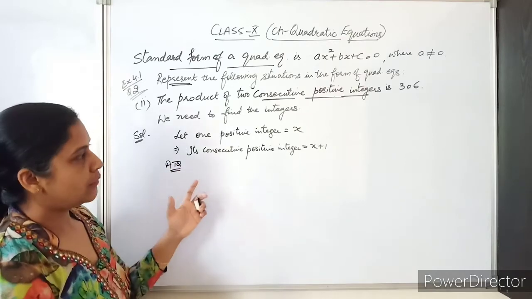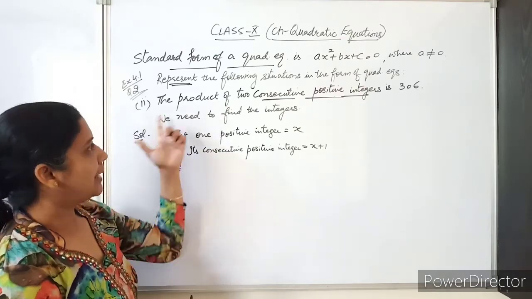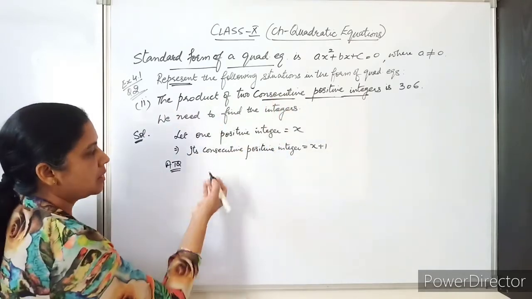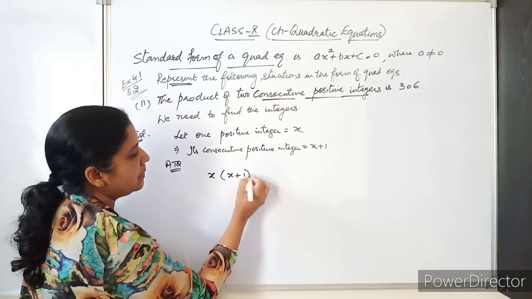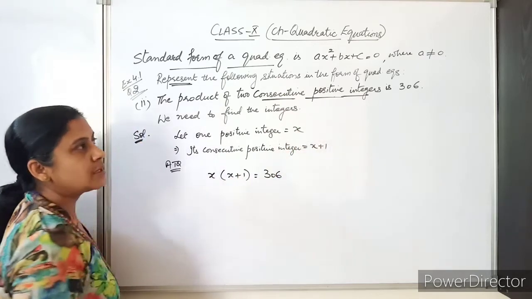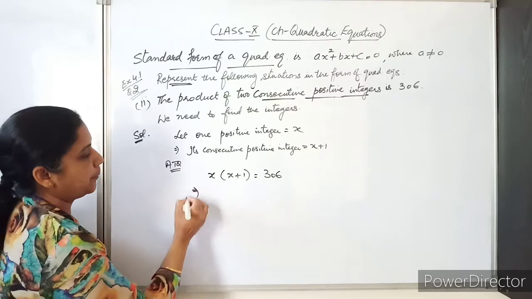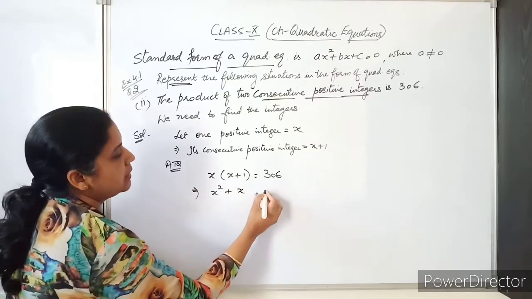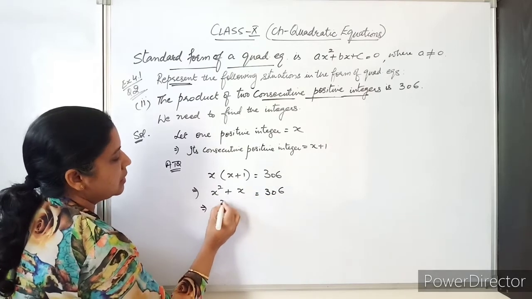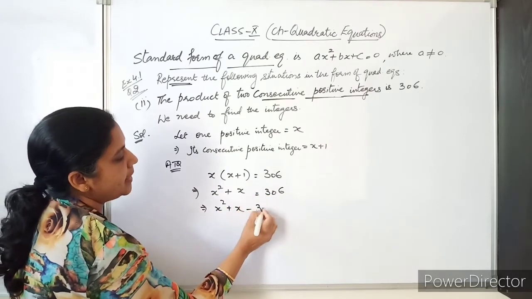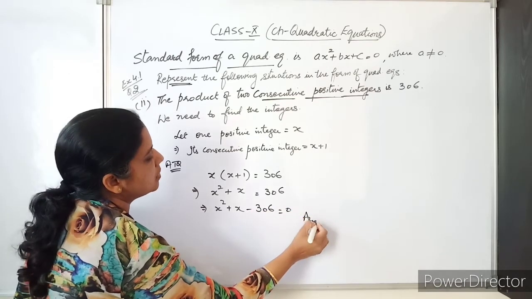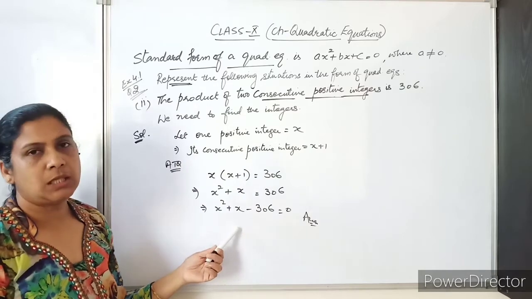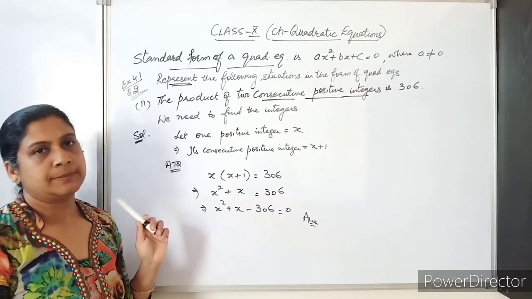First of all, you have to take care of this, and then again I read the question. The product of these two positive integers which we have taken is 306. So I'm going to multiply them and equate it to the given product 306. Let's multiply: x into x, x square, plus x into 1, x, is equal to 306. Transposing the constant on LHS, I get this equation as the answer. So I have represented the given situation mathematically in the form of a quadratic equation.